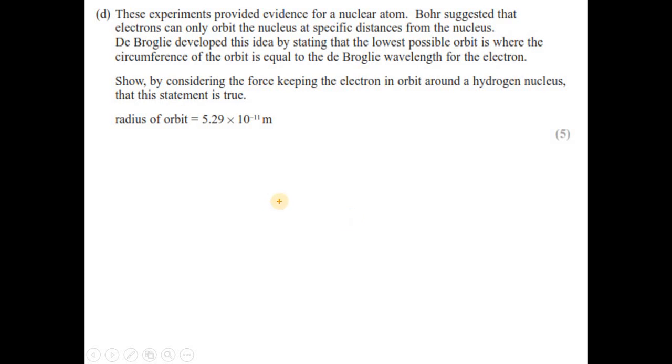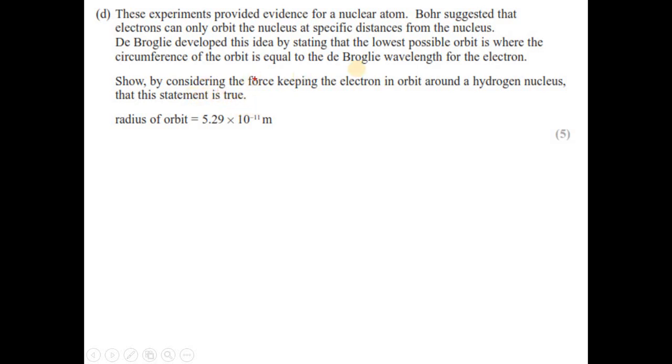These experiments provided evidence for a nuclear atom. Bohr suggested that an electron can only orbit the nucleus at a specific distance from the nucleus. De Broglie developed this idea by stating that the lowest possible orbit is where the circumference of the orbit is equal to the de Broglie wavelength for the electron. Show, by considering the force keeping the electron in orbit around the hydrogen nucleus, that this statement is true.